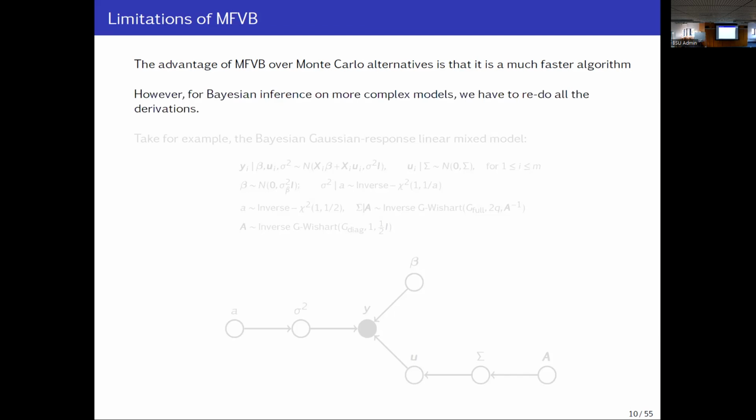But for Bayesian inference on more complex models, we have to redo all the derivations. I don't know about you, but I hate deriving stuff. It's time consuming. When you give a presentation, you don't start every presentation from scratch. You use bits and pieces from previous presentations. You use the layout from that previous presentation to construct your next presentation. So in variational inference, we don't seem to do that. We just rederive everything from scratch again.